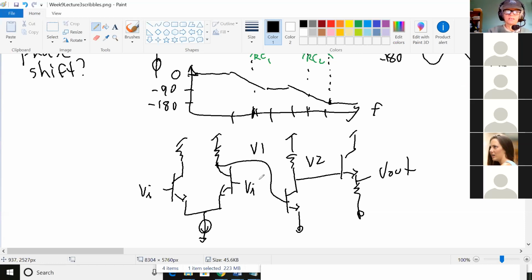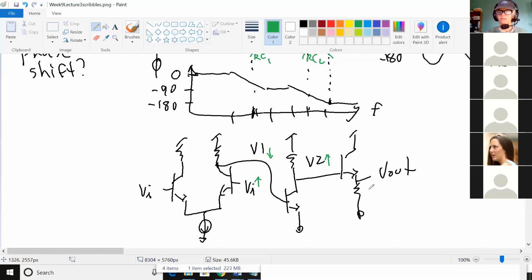Let's give this a try. Let's raise this one. If this goes up, what happens to V1? Does it go up or down? It goes down. You can think of this just as a common emitter here, two common emitters kind of stuck together. So common emitters are inverting, so this goes down. Then it hits this stage. What happens to V2? Does it go up or down? It goes up, because this is another common emitter. It's inverting, so the input's going down for the common emitter, so the output of the common emitter has to go up.